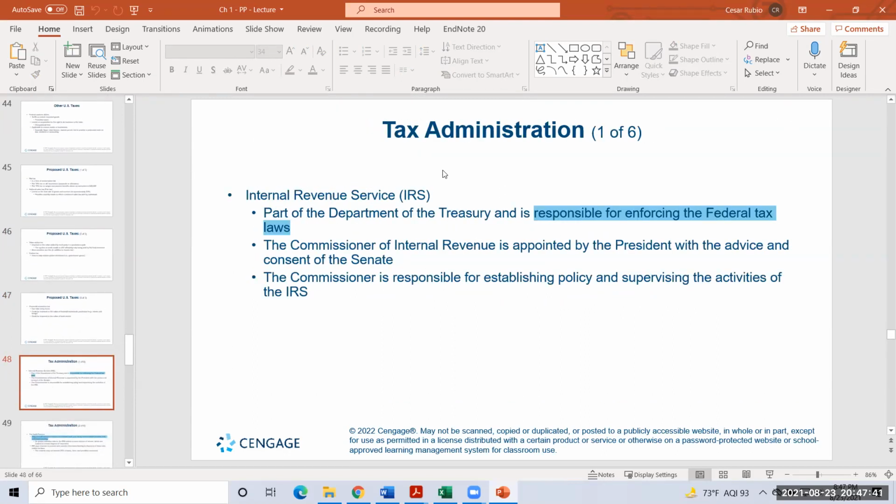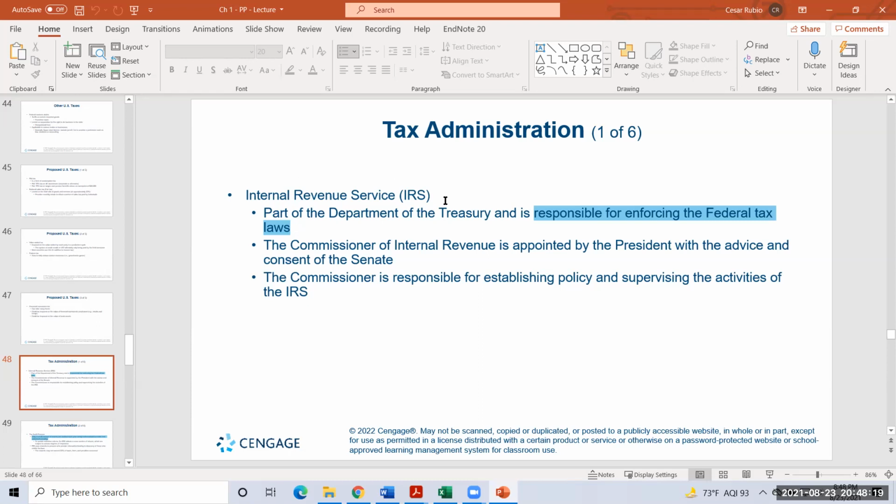The tax administration, obviously we know who the IRS is, right? At least I hope you do. But this is the agency that is responsible for enforcing the federal tax laws. How do they enforce it? They're the ones that are going to be making sure that you filed your tax return, that you reported all your income, that you're entitled to those deductions, making sure that you pay as you go, that you're following the tax law, and that's what they do.